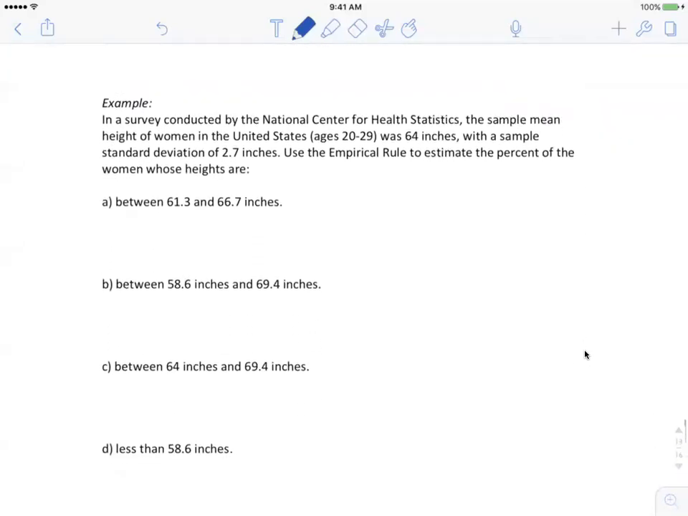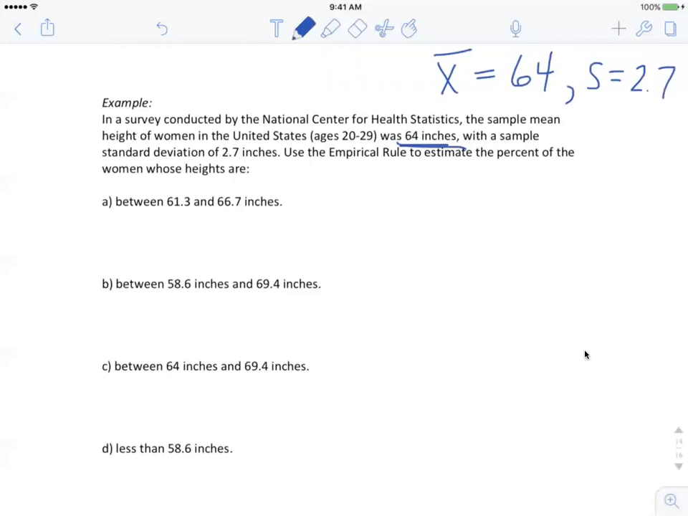In an example, a survey conducted by the National Center for Health Statistics, we have a sample mean for the height of women in the US in their 20s of 64 inches. So I'm going to write this down over here. Mu is 64. It does say sample mean, doesn't it? Oops, that's the wrong symbol then. Sample mean, x bar, is 64. And a sample standard deviation of 2.7, that's an s, okay?